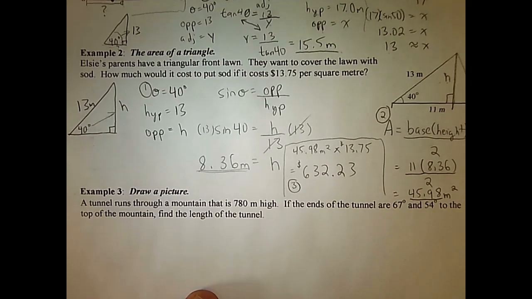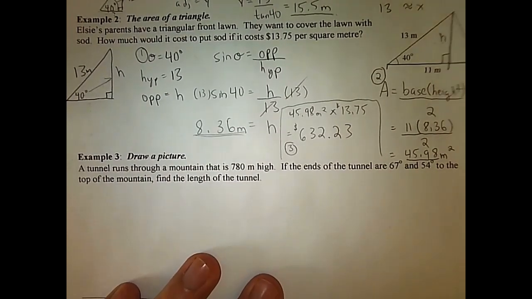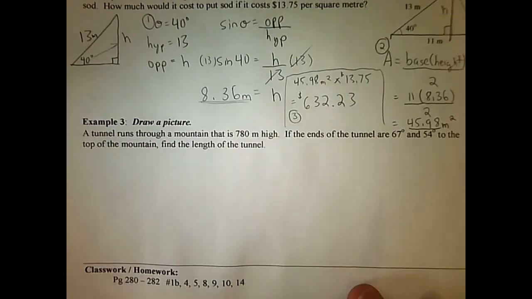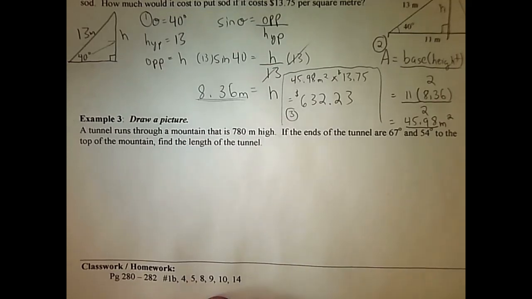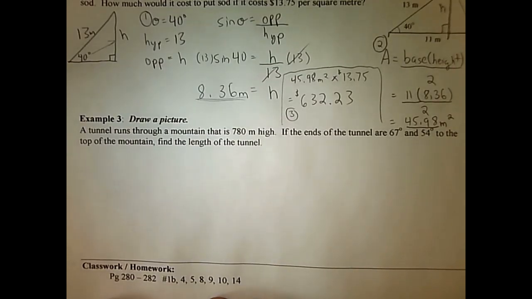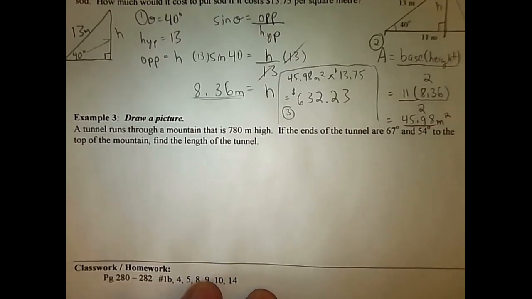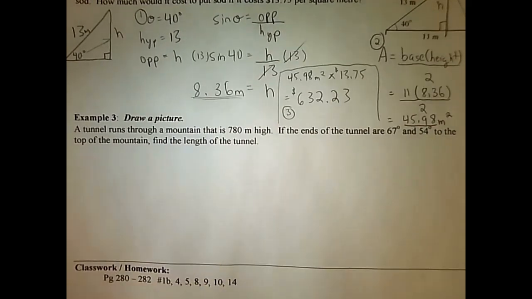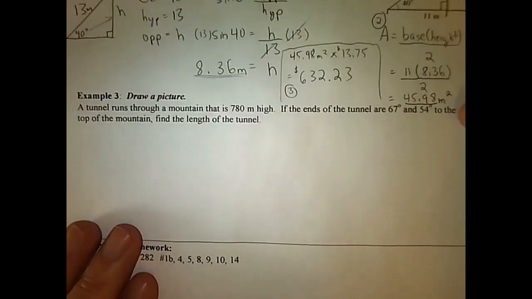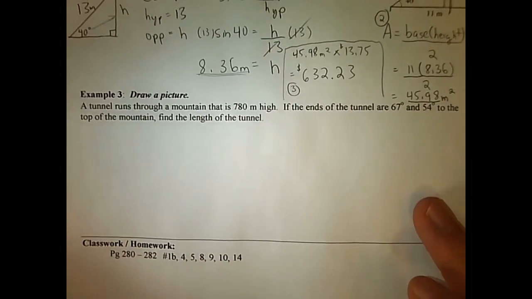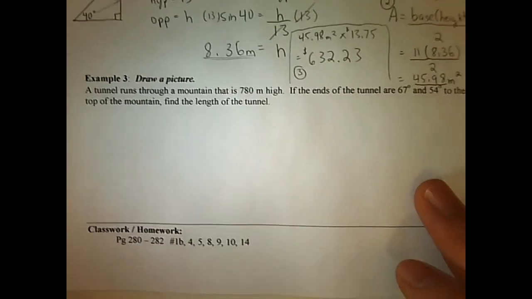So our last example, we're going to be drawing our own diagram for this. It says a tunnel runs through a mountain that is 780 meters high. If the ends of the tunnel are 67 degrees and 54 degrees to the top of the mountain, find the length of the tunnel. So I know as soon as it says draw your own diagram, everyone panics a little bit. That's very common. So let's draw this together. But again, it's not as hard as you think.